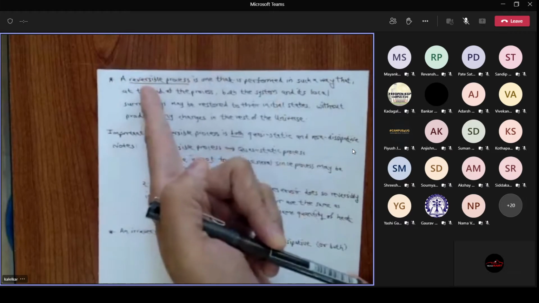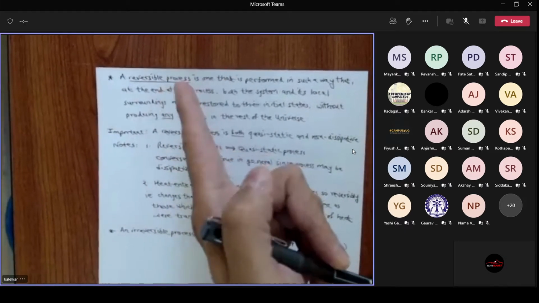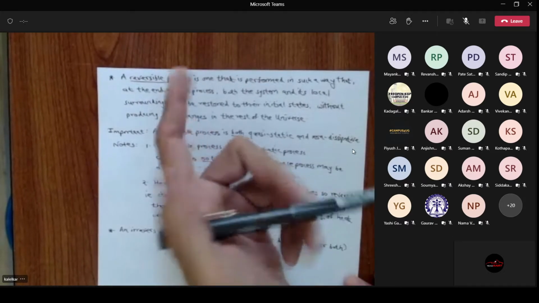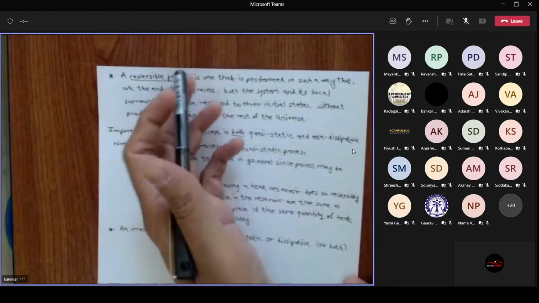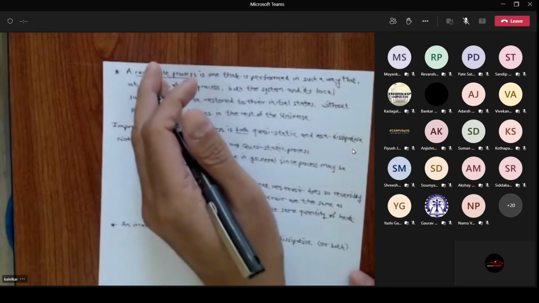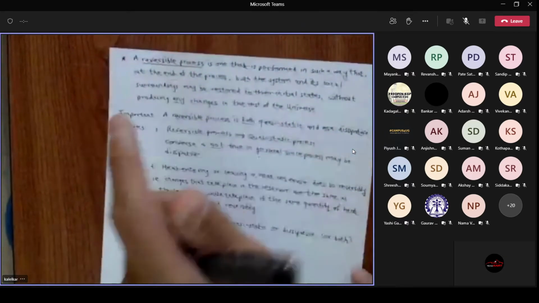It's the same thing here. Reversible process, an idealization in thermodynamics. All real processes are irreversible. But you can approximate a process to be as close to reversible as you like. That's all we can say. All right, so that's the reversible process.